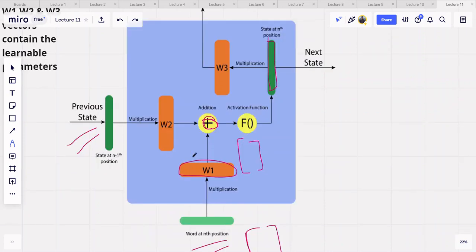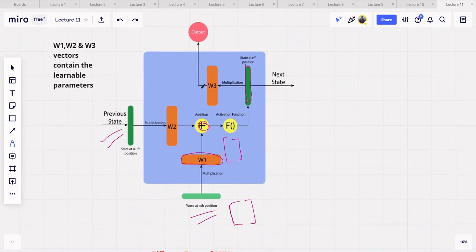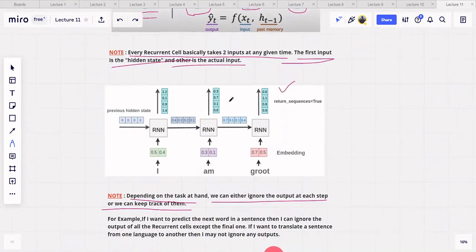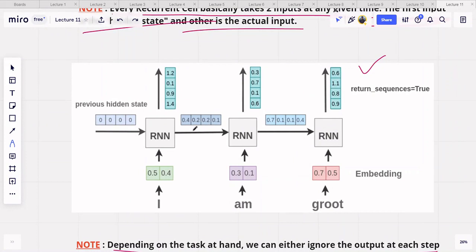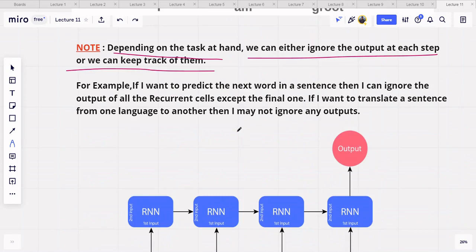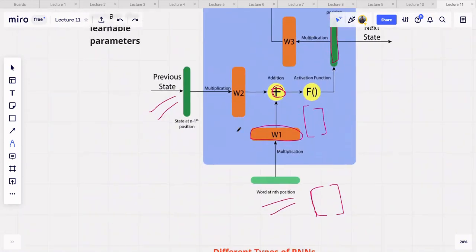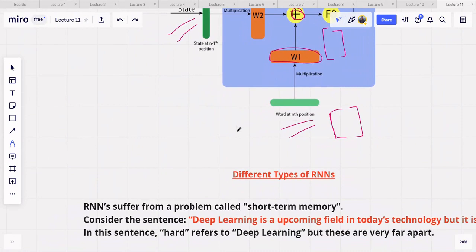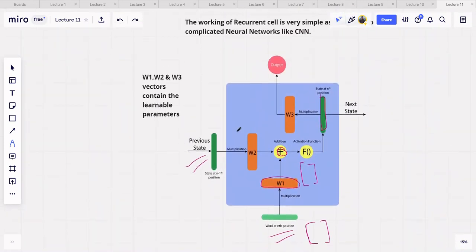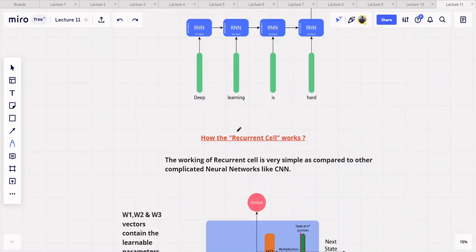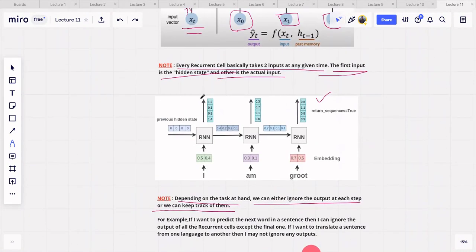So this is what happens inside a recurrent cell. You can see here we are passing our hidden state at each point, and the hidden state basically helps the recurrent neural network maintain the relationship. So this is how a recurrent neural network works. Just remember that depending upon the problem, we will either ignore the outputs, or we won't ignore the outputs.